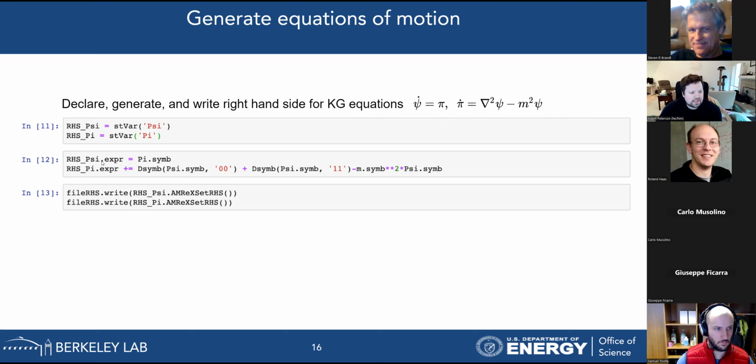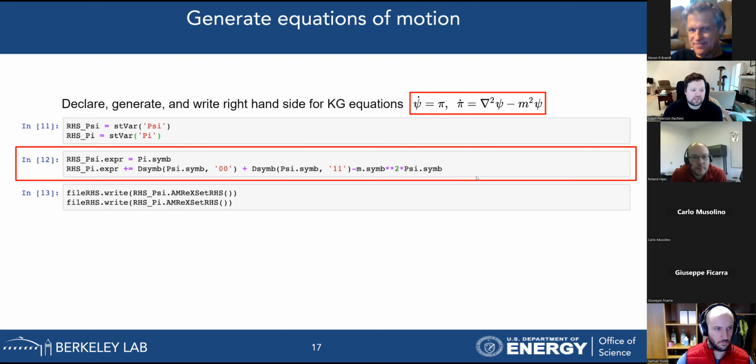I want to say the right-hand side of psi is equal to pi, and the right-hand side of pi is equal to the Laplacian of psi minus the mass squared of psi. So as you can see here, that's more or less what I've written down. I say, okay, I want the second derivative of psi in both the x direction and the y direction. I want to subtract off the mass squared times psi, and I should be able to say, okay, now print out the right-hand sides of these expressions here.